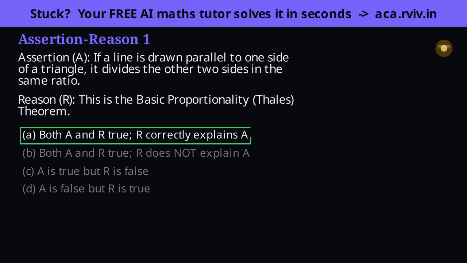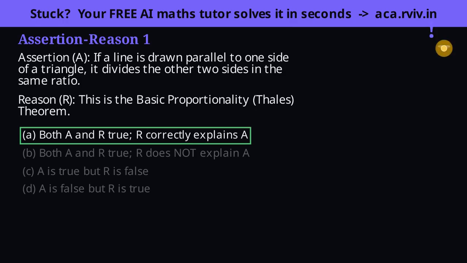So both are true and the reason correctly explains the assertion, which is option A. Don't be tempted by option B. True but not the explanation. Here the reason genuinely is the justification, not a bystander fact.